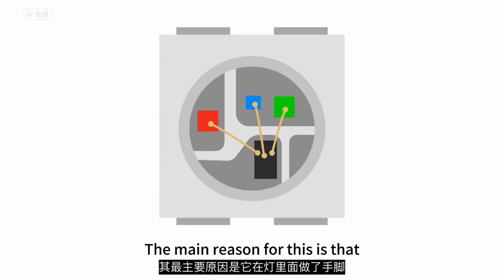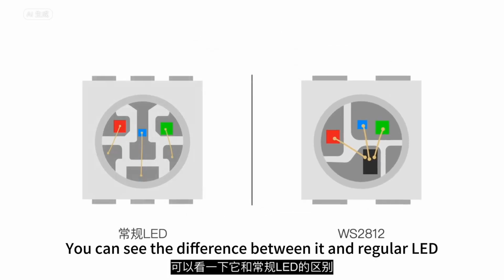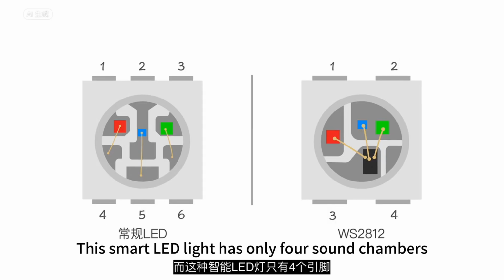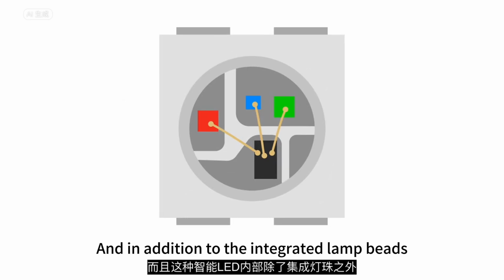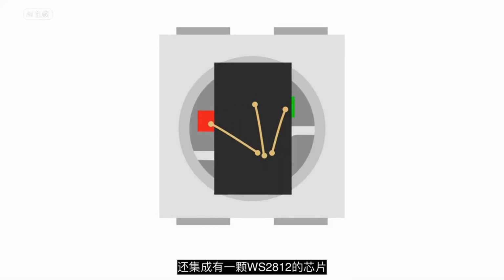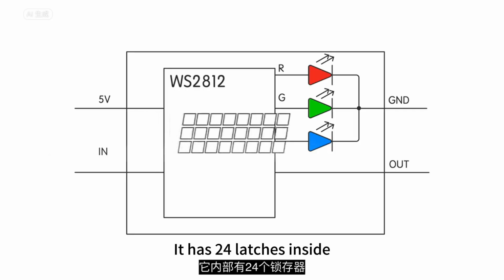The main reason for this is that it has tampered with the lamp. You can see the difference between it and a regular LED. Conventional LEDs generally have 6 silver corners. This smart LED light has only 4 pins. And in addition to the integrated lamp beads, inside this smart LED, there is also a WS2812 chip integrated. It has 24 latches inside.